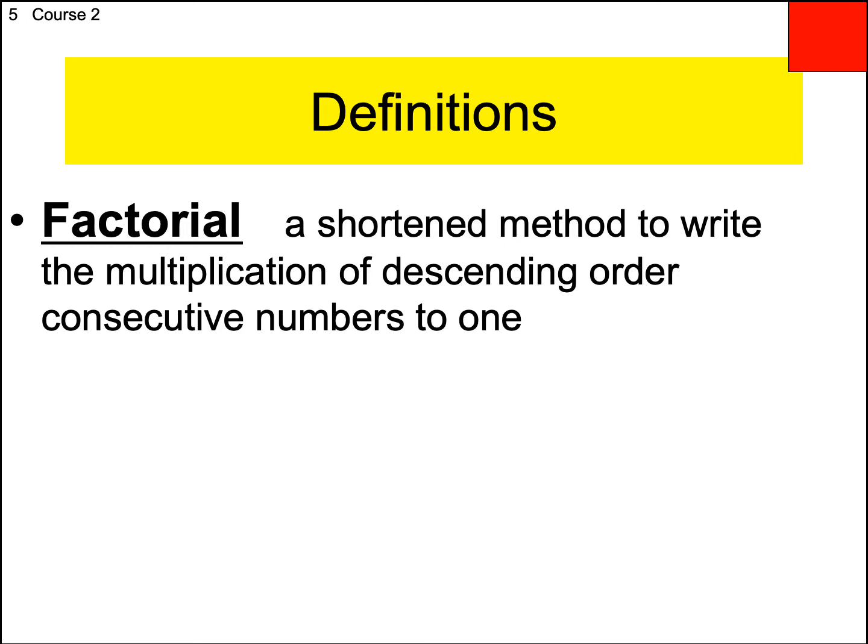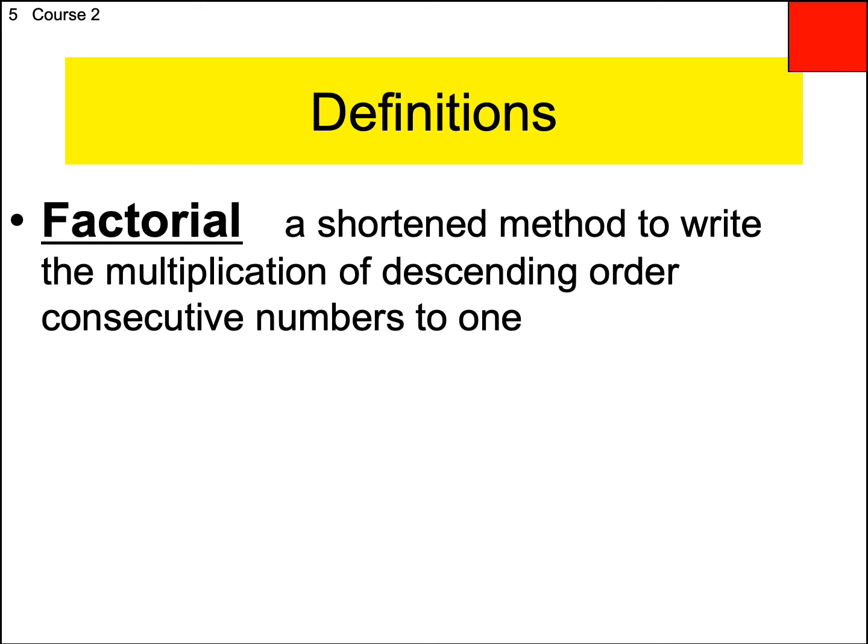This is called a factorial. A factorial is a shortened method to write the multiplication of descending order consecutive numbers to 1. Now, some of you that probably made a whole lot of sense. Others of you had to hit the pause button and read that, and it still doesn't make sense. All right, let me confuse you some more.